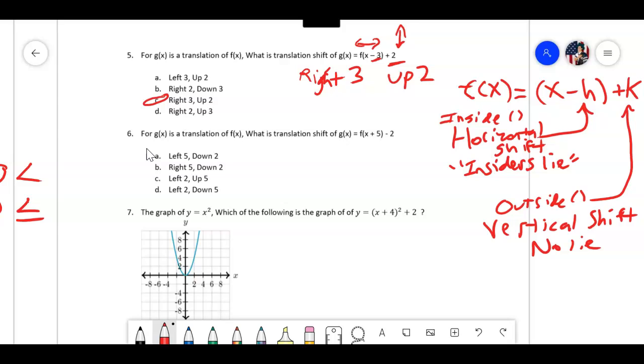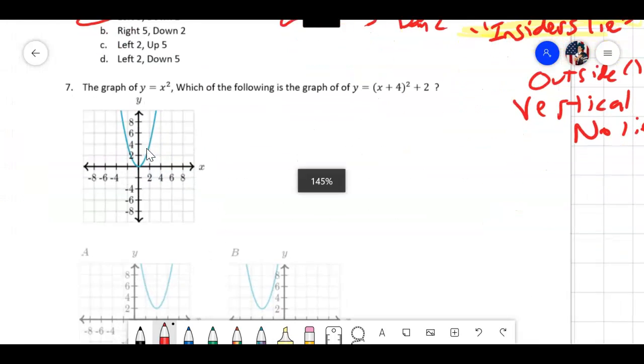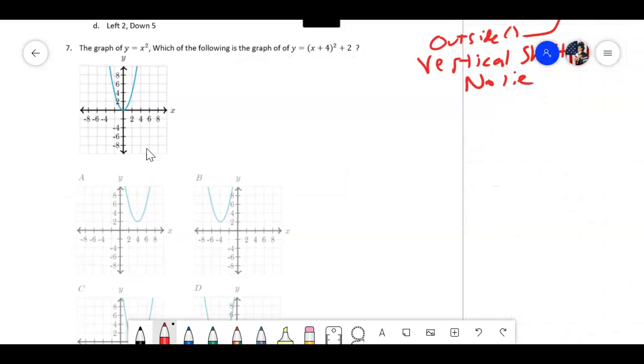Okay, and number 6 is very similar. All right, so again, insider plus 5. Normally that would be right 5, but it's a liar, so it's left 5. And then out here is not a liar, so minus 2 is down 2. Anyways, so left 5 down 2 is going to be letter A. So please remember, the most important thing to remember is that insiders lie. Okay, very important.